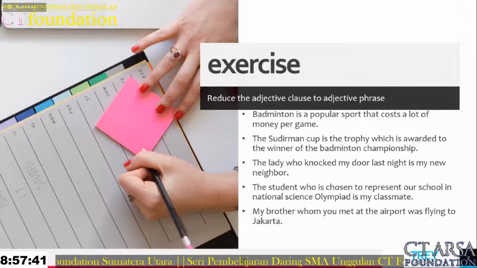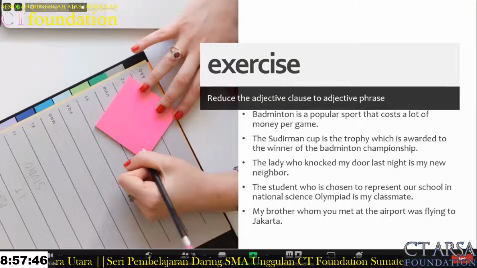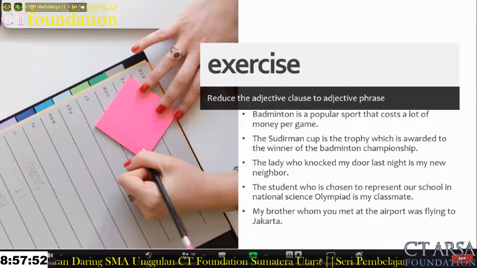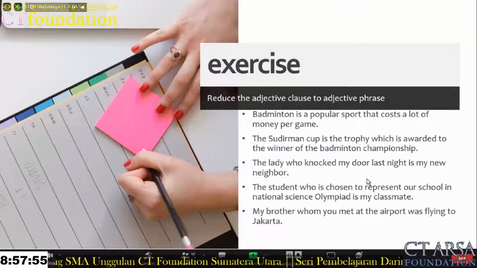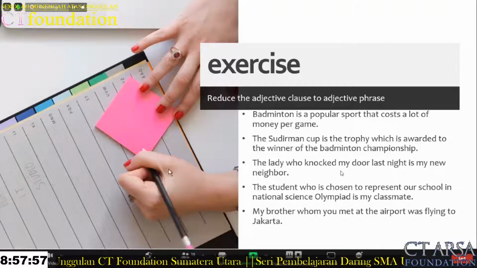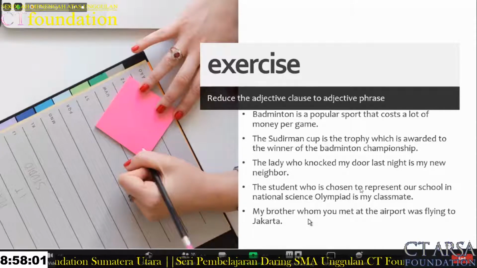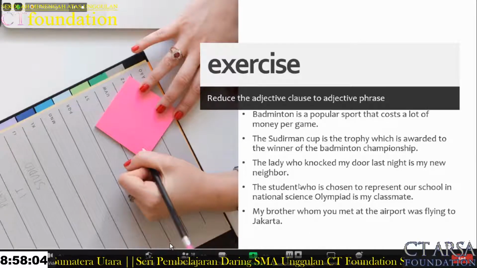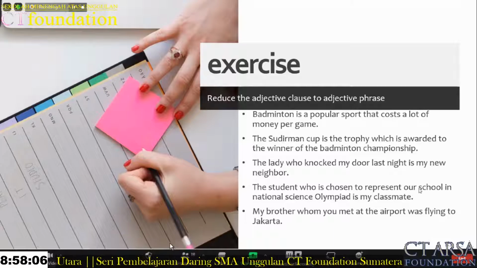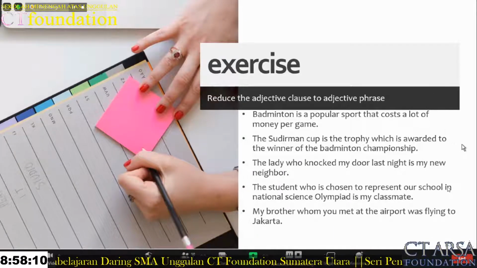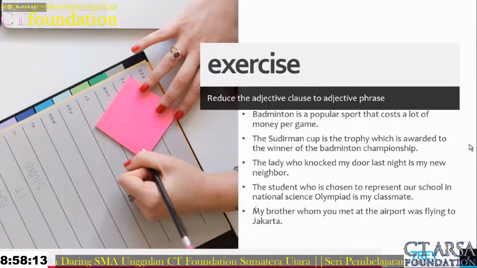Let me, sir, Huba. The student chosen to represent our school in National Science Olympiad is my classmate. Yes, that's correct. Yeah, the student chosen. Here also passive. Because it's passive, you don't need to change to being, but it's still past participle, not a present participle. The student who is chosen to represent our school in National Science Olympiad is my classmate. Right. So the last.